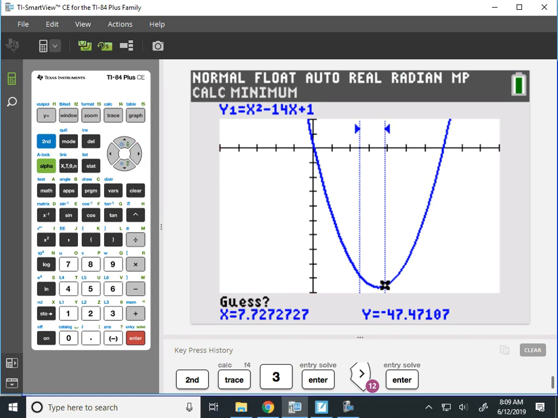And then you have to guess. You have to end up hitting enter 3 times. One more time here. And it'll tell you that my ordered pair, that 6.999998 rounds to 7. So my ordered pair for the minimum is 7, negative 48.